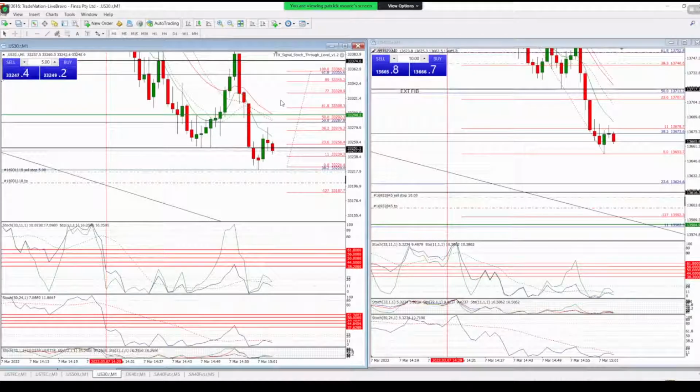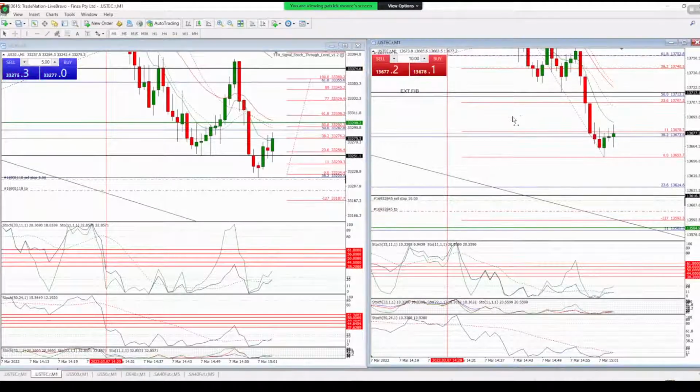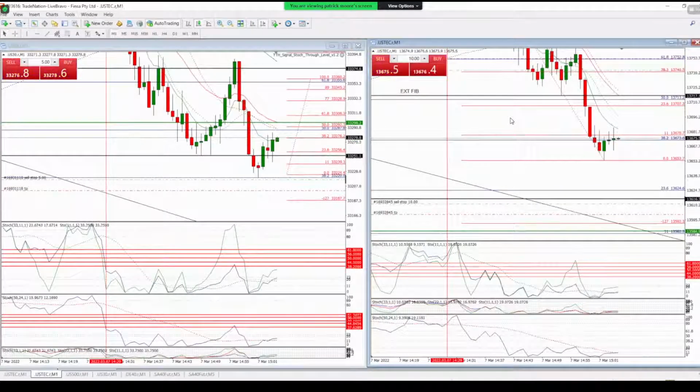Dow support still the 11 of the weekly high low. We're trading between the 50 and the 38 of the 5-minute grid. US Tech 5-minute grid support 23 level. Still got an outstanding target on US Tech of the 127 of the daily high low. Yeah, because we've got moving average crossover, it goes to swing high.